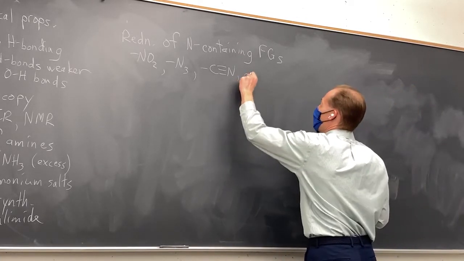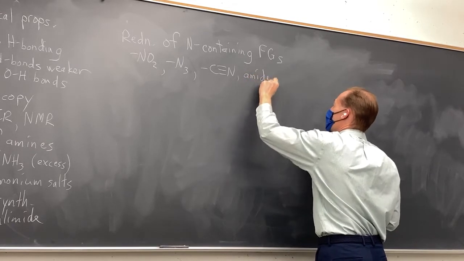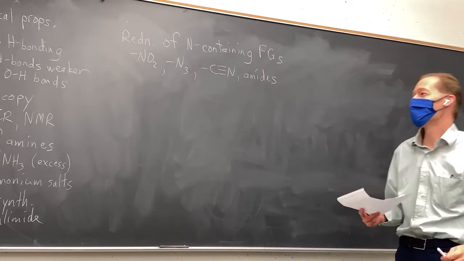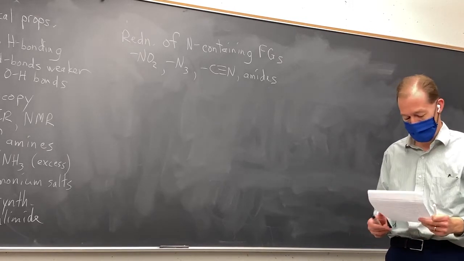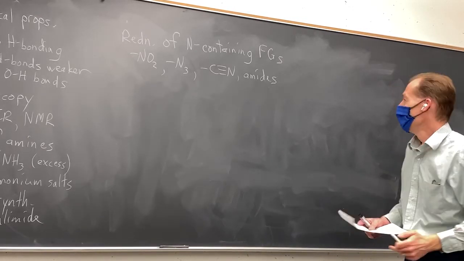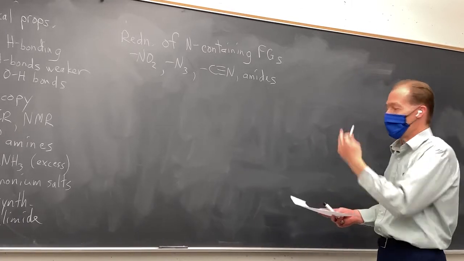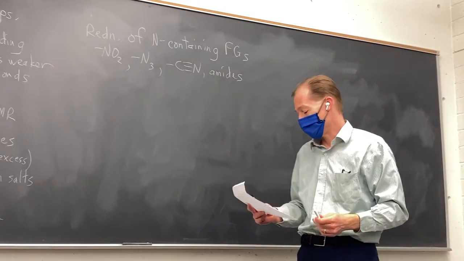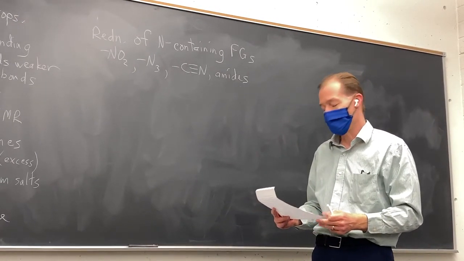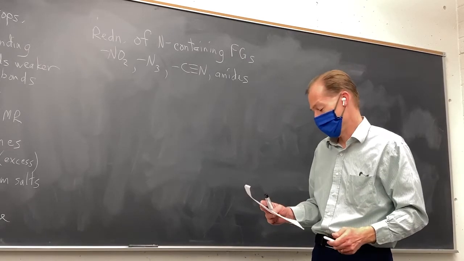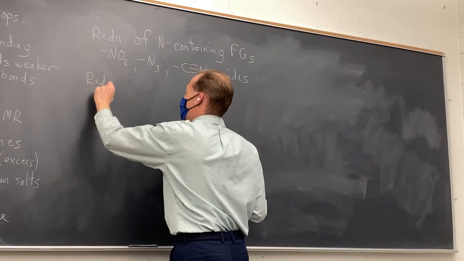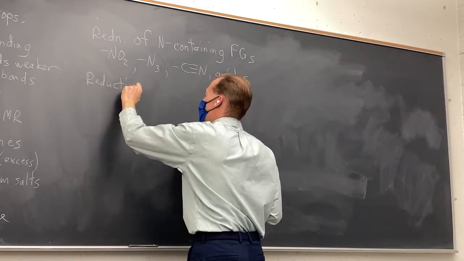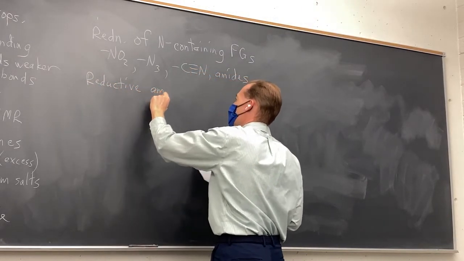And then we talked about reducing amides. Okay, that also allows us to generate amines. And reducing amides is versatile because that allows us to form primary, secondary, or tertiary amines. Then we had another reduction-based method of forming amines, and that was reductive amination.